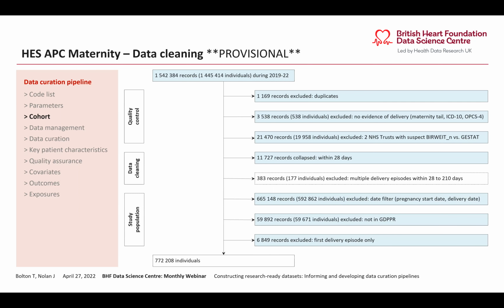We then formed our study population, so we filtered by the project start and end dates that were defined in our parameters, anchored on GDPPR for the reasons John mentioned earlier, and restricted to the first delivery. As John will show later, very few records are gained by including second pregnancies in this time study period. And this resulted in 770,000 women, and John will show how this is distributed over time alongside that of sale.